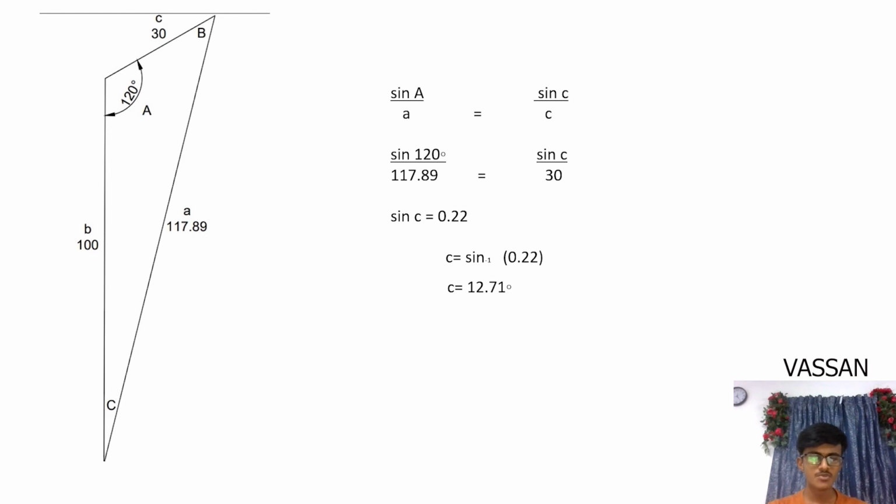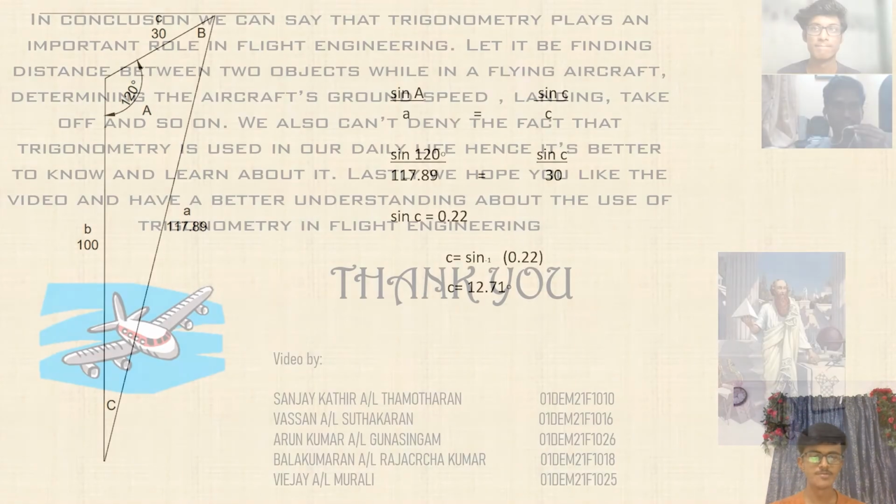To find drift, what we're going to do is sin 120 degrees over 117.89 equals sin C over 30. Sin C equals 0.22. Last step and answer is C equals sin inverse of 0.22. C equals 12.71 degrees.